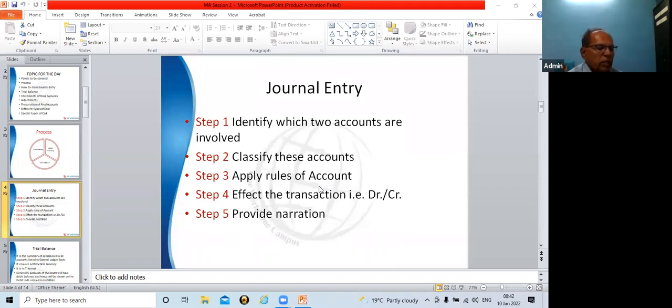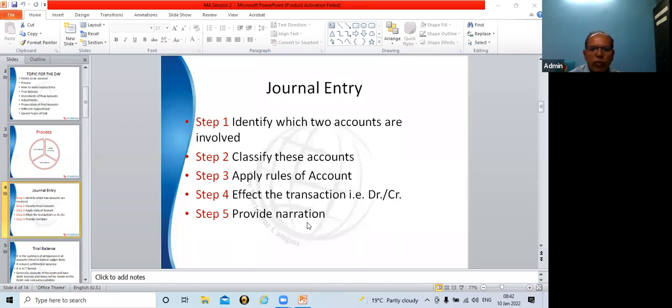And this way the debit and credit effect we have given. Step 4 is the effect of the transaction, that is debit and credit. So the first 4 accounts we have debited, and the last, that is Amit's capital account, we have credited. So step 4 is completed.